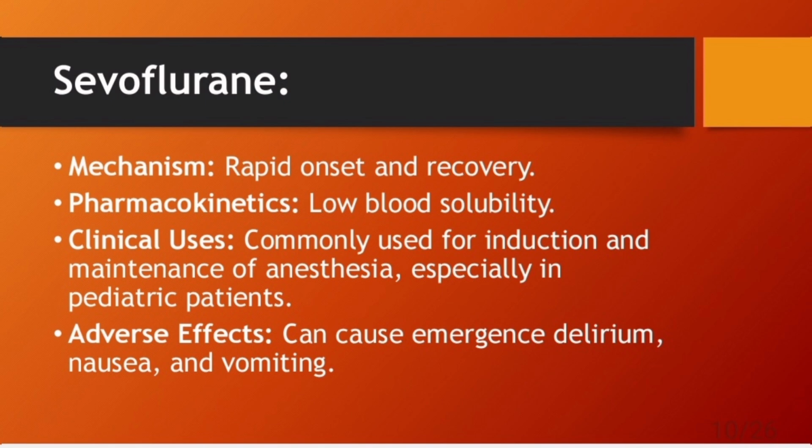Then sevoflurane. Mechanism: rapid onset and recovery. Pharmacokinetics: low blood solubility. Here mechanism and pharmacokinetics are the same as that of nitrous oxide. Clinical uses: commonly used for the induction and maintenance of anesthesia, especially in pediatric patients. Here the question can be asked like, in case of pediatric patients, which general anesthetic is used, and your answer will be sevoflurane.